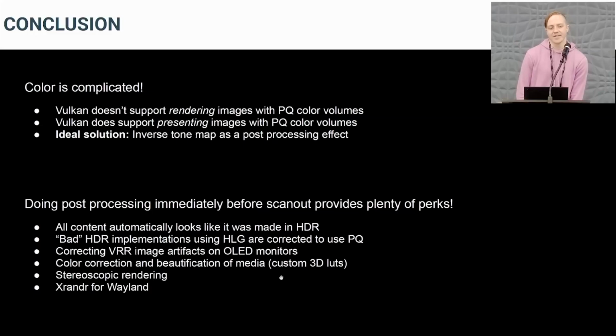So unfortunately, I think the best thing you can do right now is probably just to implement an inverse tone map as a post-processing effect. I hate to say it, but there's just so much complication. Someone's going to get it wrong either before or after you, so you might as well do the easiest thing. And obviously, if you want to go all out and do it post-processing directly before scanout, you get plenty of other perks. And anyway, that concludes the presentation.